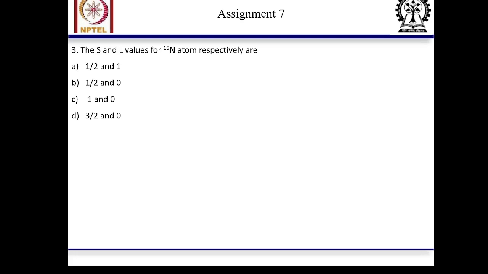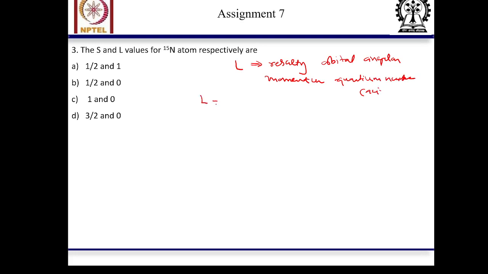So first thing is that here we have to discuss one term called L, which is the resulting orbital angular momentum quantum number. This is basically the azimuthal quantum number.